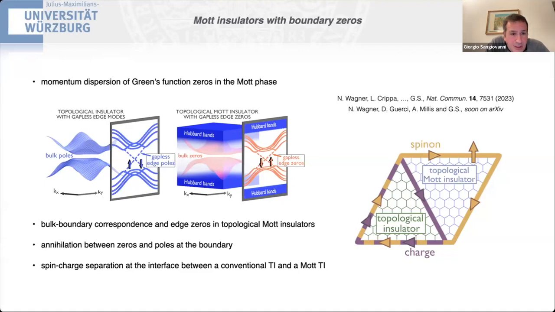in a beautiful way. So let me just summarize, because my time is essentially up. So that's the bulk boundary correspondence for the bulk zeros that give rise to gapless edge zeros in topological Mott insulators. We have shown this annihilation between zeros and poles, in some sense resembling a Kondo insulator mechanism, and found spin charge separation at the interface between a conventional and a Mott topological insulator.